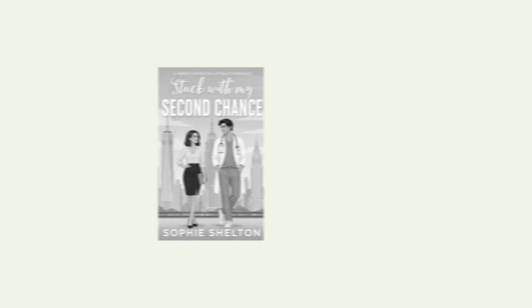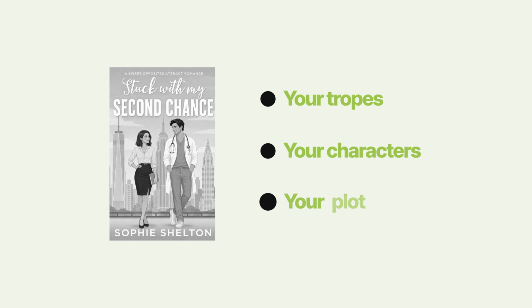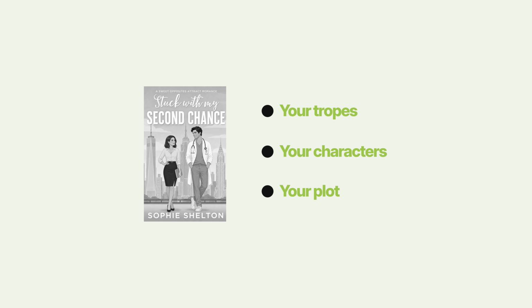So 10 different authors can all publish a small town second chance romance this month, and every single one of them is doing something perfectly legal. The story you commission with your tropes, your characters, your plot, that belongs to you. Where people actually get into trouble are 3 specific places. Let's go through each one.